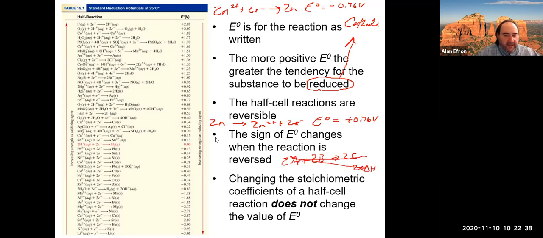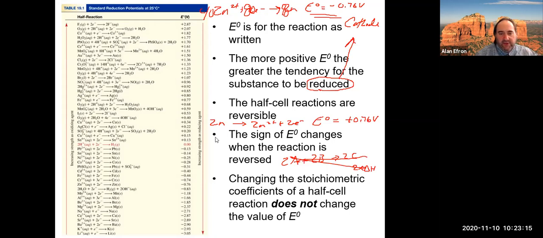We actually don't do that here. So if you need to multiply a half reaction to get the same number of electrons, you can do that, but it will have no effect on the actual E value that you find in the table. You can multiply, for example, my zinc guy here by 40, 80, and the E value will still remain the same. So it'll have no effect on the E value. It is not affected by having to multiply by a common number. Any questions on that there?